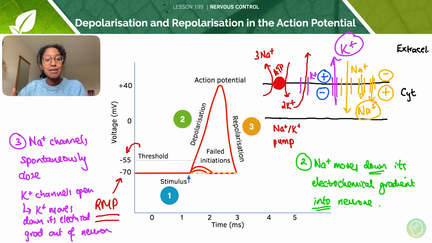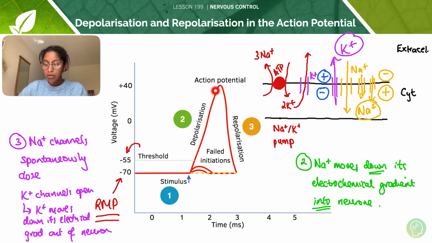Now, note, potassium is not moving down its chemical gradient, because it's equal in concentration inside and out, because remember, the potassium ions were diffusing out of the cell and equalizing their concentrations at the stage of resting membrane potential. So potassium is only moving out because potassium channels have now opened and there is an electrical gradient, because the potential across the membrane has now flipped.